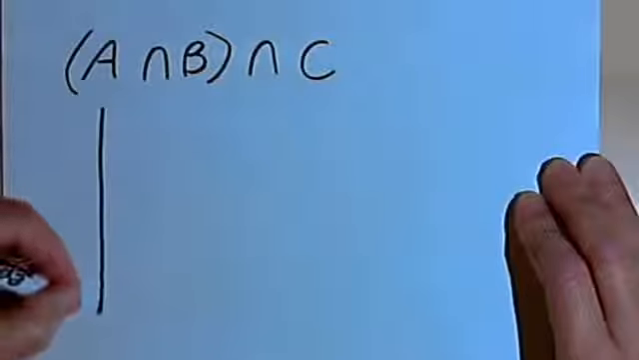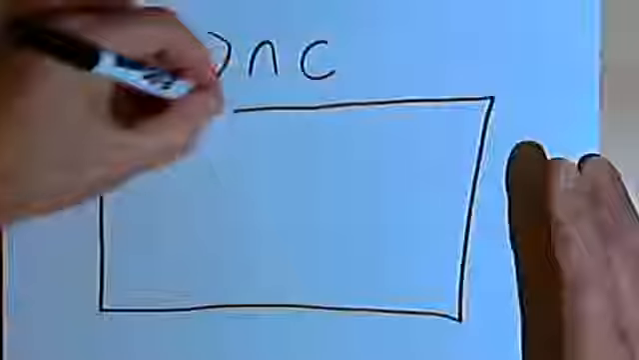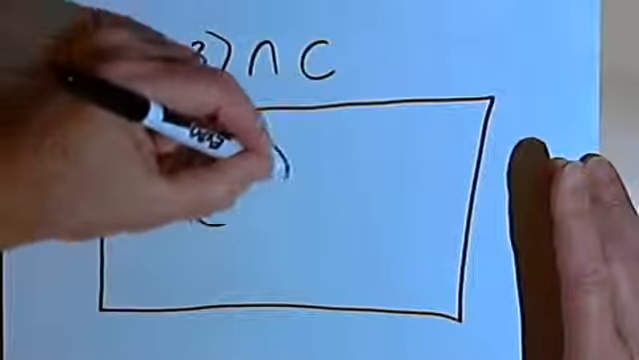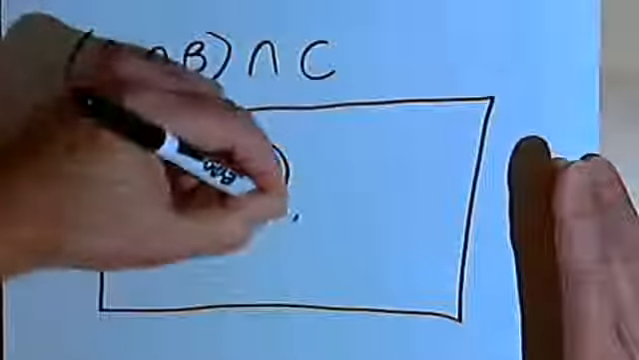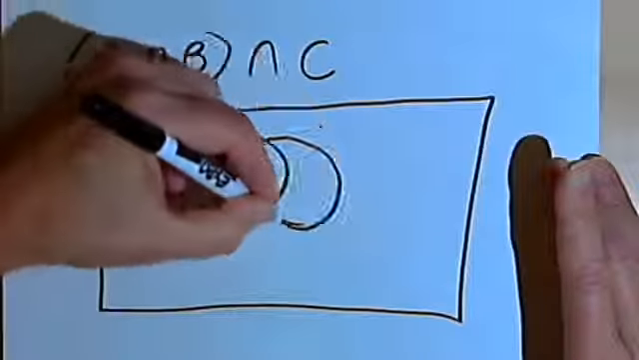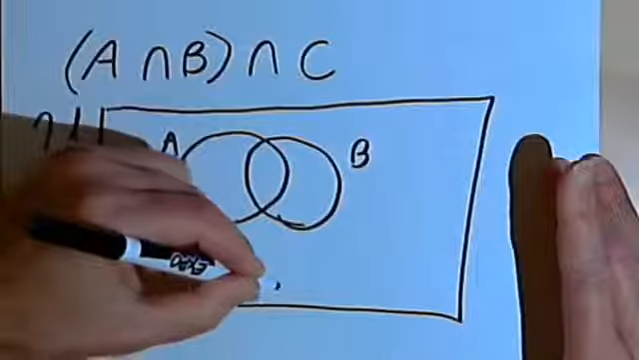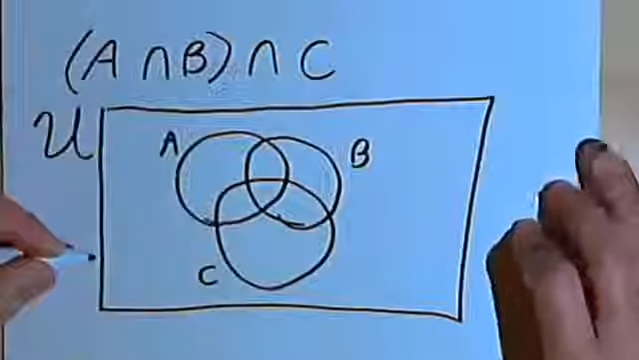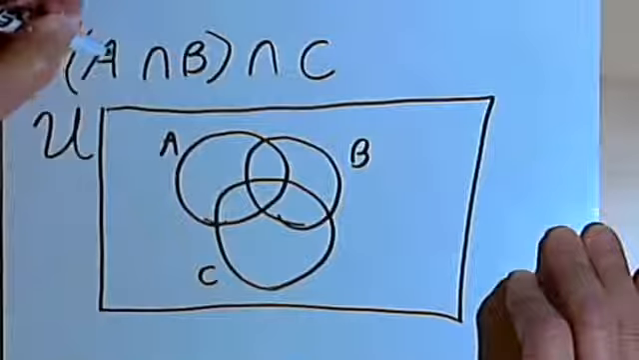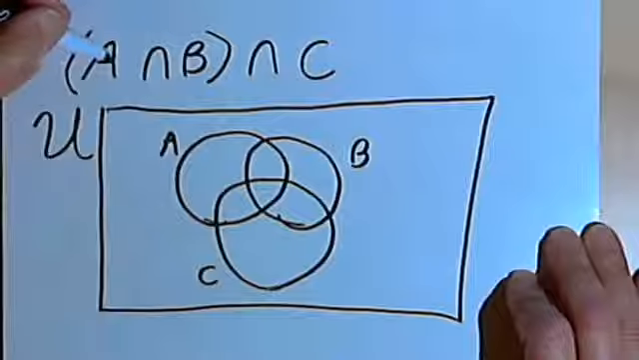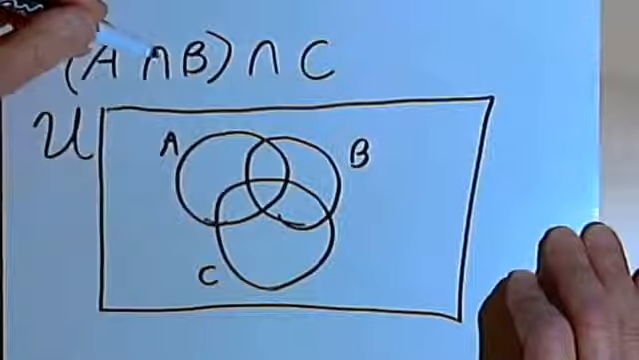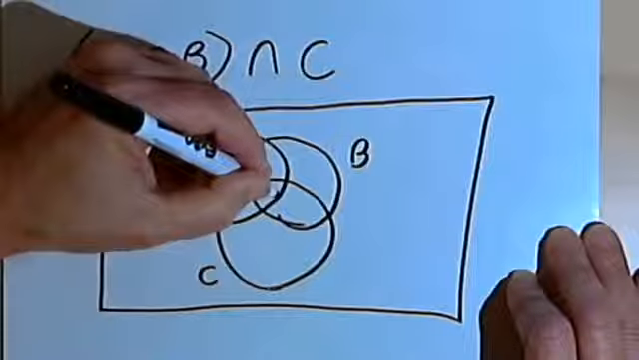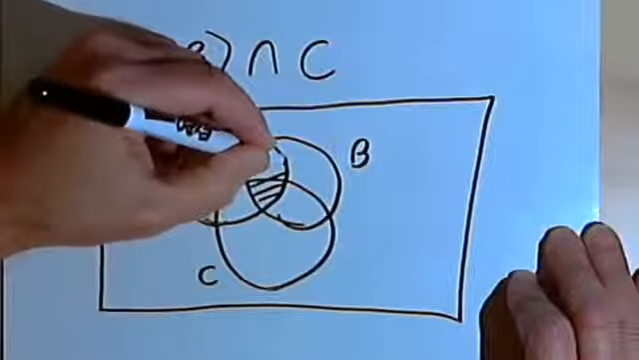So I'm going to draw a rectangle for the universal set. And then I'll draw three circles. I'll have a circle for set A. I'll overlap that with a circle for set B. And I'll have another circle that overlaps both of them for set C. The first thing I'm looking for is the part in parentheses, the intersection of sets A and B. Well, the intersection of sets A and B is going to be the place where A and B overlap. So I'm going to shade that in.